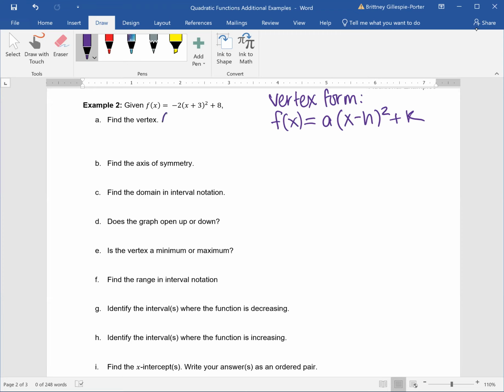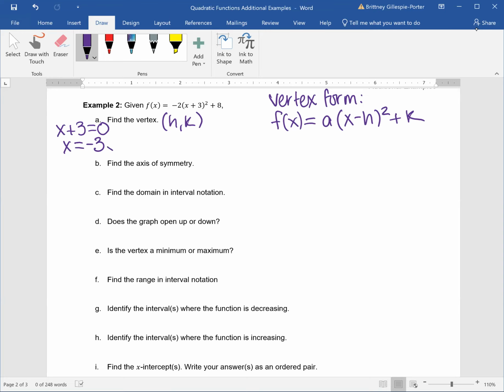Now, our vertex is h, k. There are a couple of different ways to think about this. One way to think about finding h is that we always take the opposite of what's inside the parentheses. Some students like to take what's inside the parentheses, set it equal to 0, and subtract 3 from both sides to get the x by itself, which means that we have x equal to negative 3.